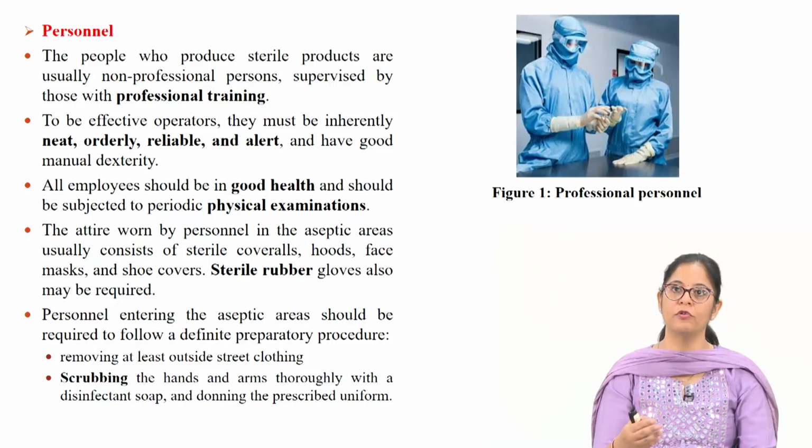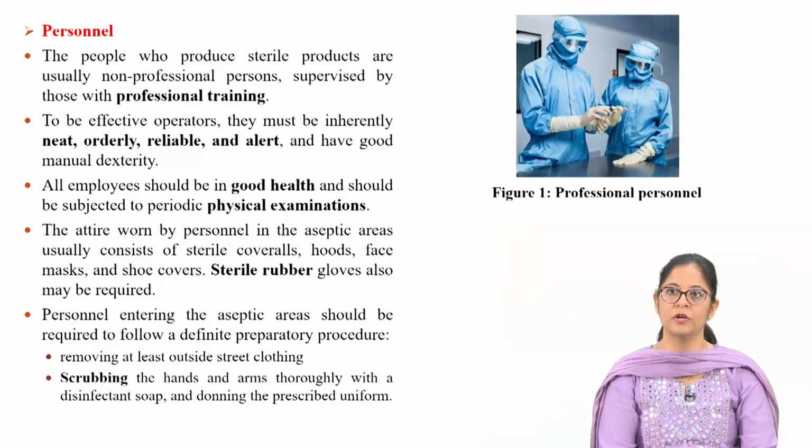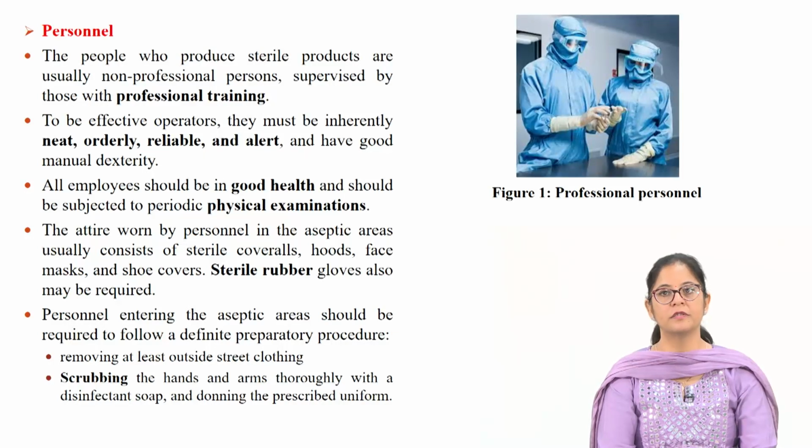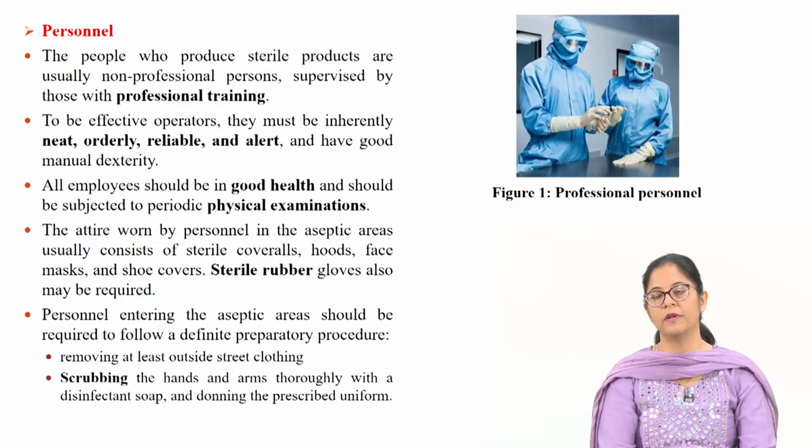The attire worn by these personnel in the aseptic areas usually consists of sterile overcoats, hoods, face masks and shoe covers. Sterile rubber-based gloves are also required. Personnel entering the aseptic area should be required to follow a definite preparatory procedure: removing at least outside street clothing, scrubbing the hands and arms thoroughly with a disinfectant soap, and donning the prescribed uniform.